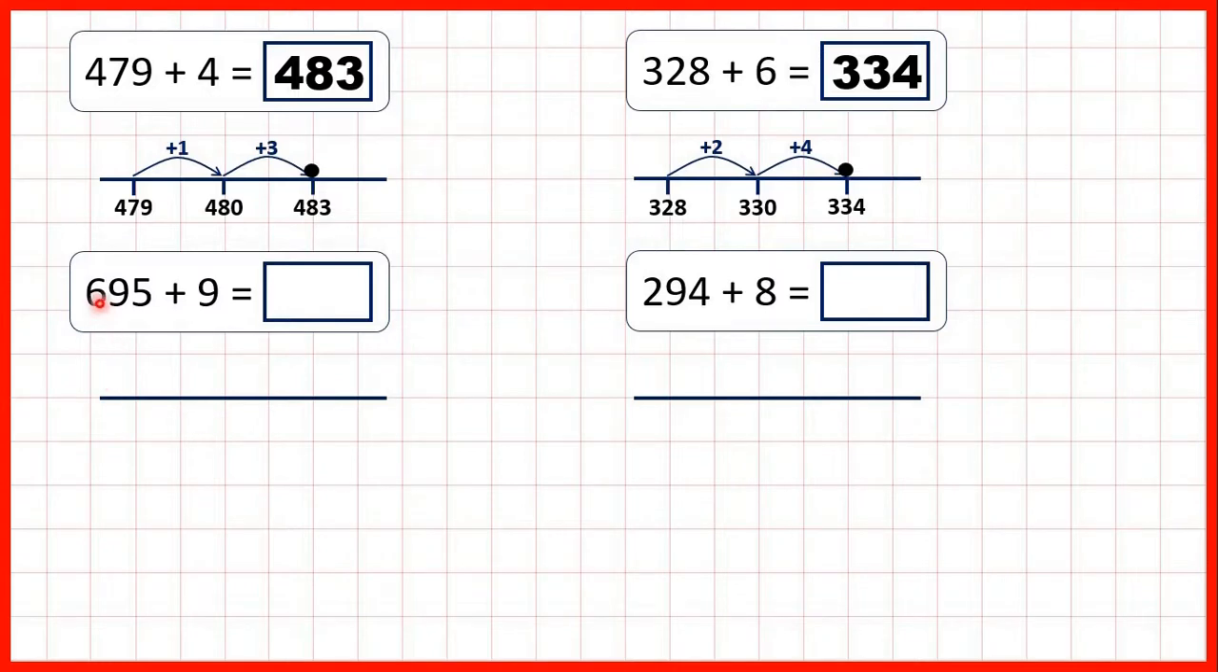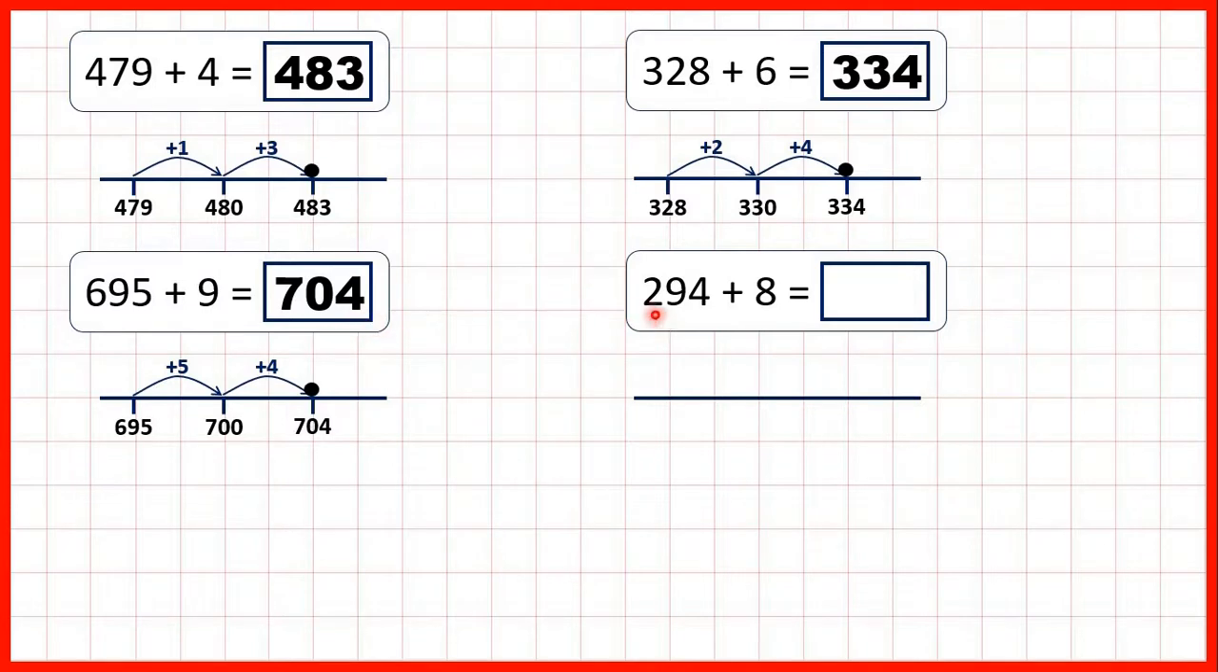Now we have 695 plus 9. Well, if we add 5, that will take us to 700, because we already have 9 tens in the number we start with. So we've added 5 and want to add 9 altogether, so we just need to add another 4, and that gives us 704 as our answer.